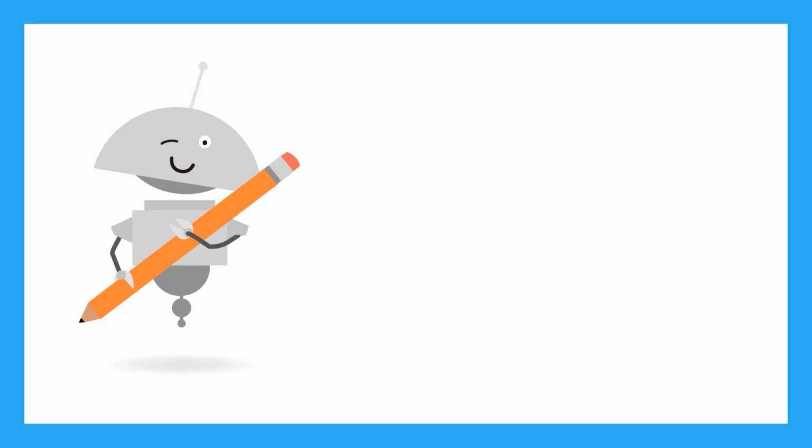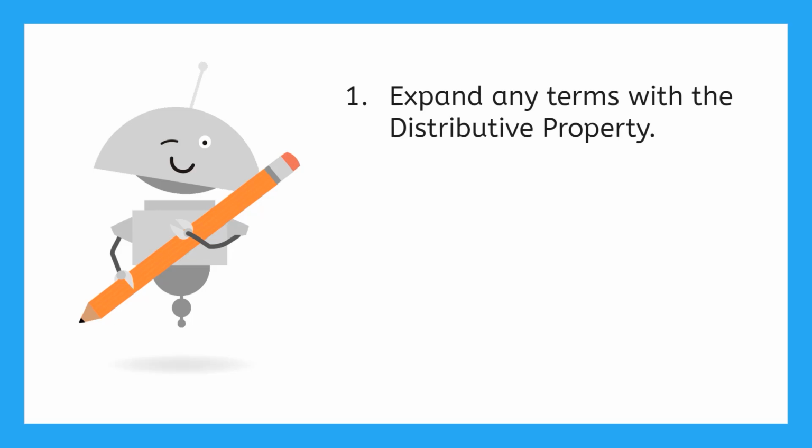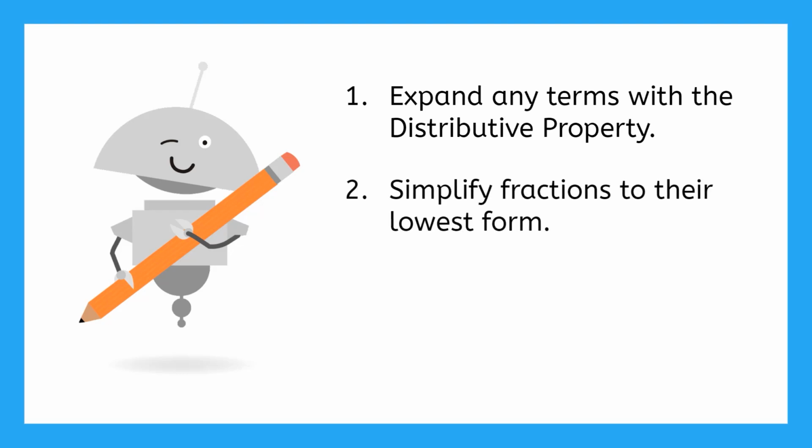Before you practice on your own, let's do a quick recap on combining like terms with some crazy coefficients. First, we want to expand any terms we can, so we use the distributive property. Second, we want to check if we have any fractions and simplify them into their lowest form. And third, we can finally check for like terms and combine them.